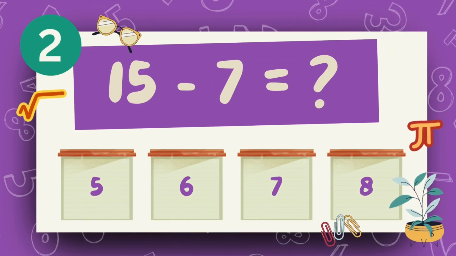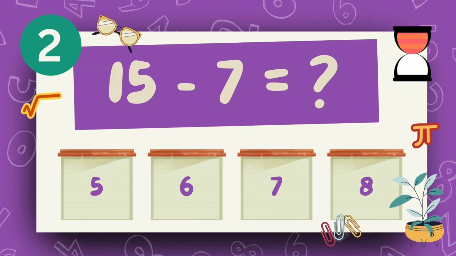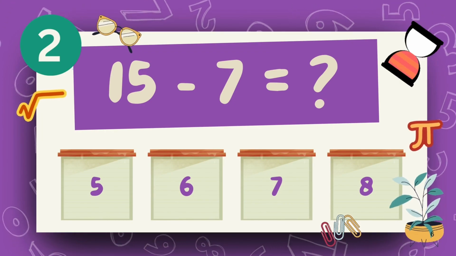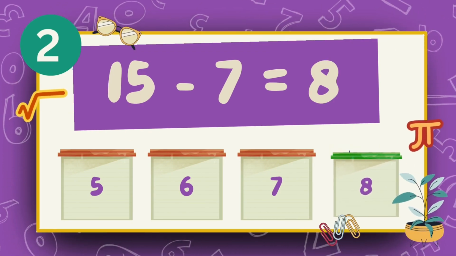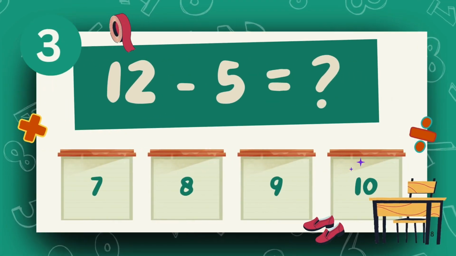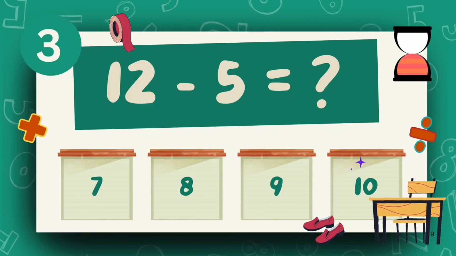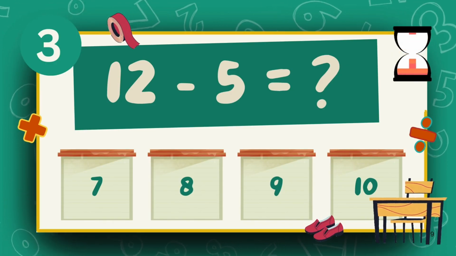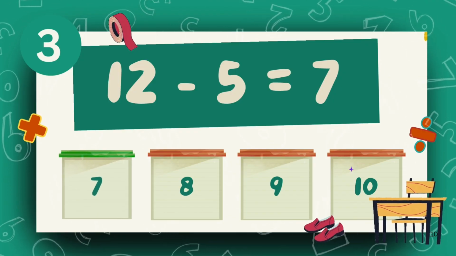What is 15 minus 7? The answer is 8. What is 12 minus 5? The answer is 7.